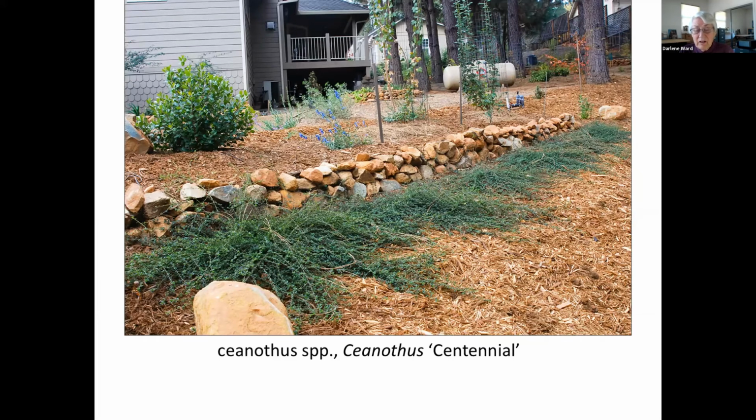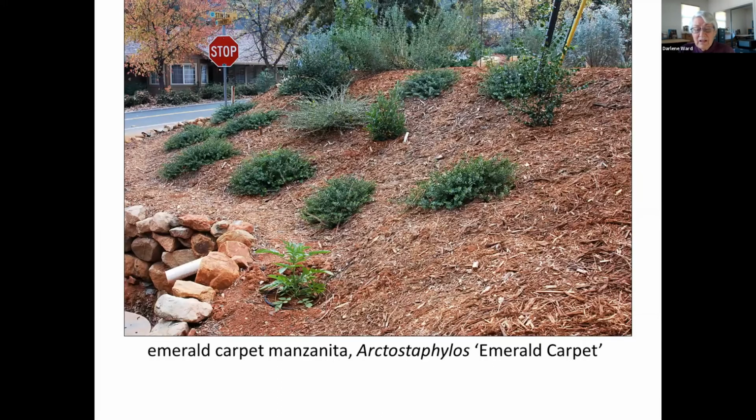The final perennial we'll show is emerald carpet ground cover. It is a manzanita, and there are many different manzanitas in California also. Manzanita can be a shrub or a ground cover. Emerald carpet is a hybrid readily available in nurseries that loves acidic soil and supplies nectar for bees.